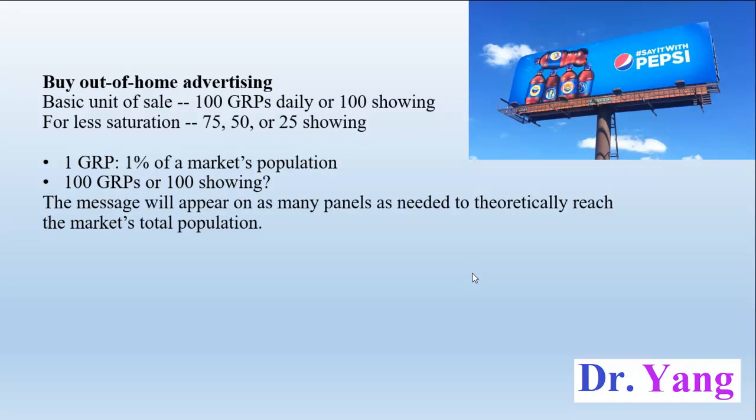As you can guess, if the message will reach 100 GRP, this means the message will have to appear on as many different panels as necessary to theoretically reach the market's total population, which is 100%.